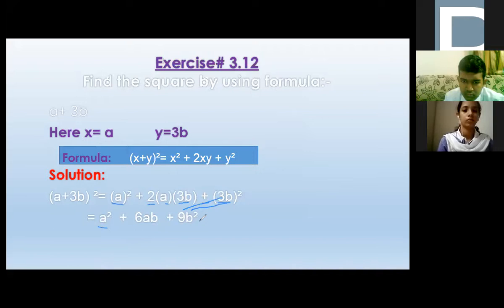This question seems very easy, but whatever I am telling you, just keep it in your mind because the next question will be difficult for you. So what you have to do, you have to remember that first term whole square, second term whole square, right? Then 2 3s are 6ab. Clear? Any question?